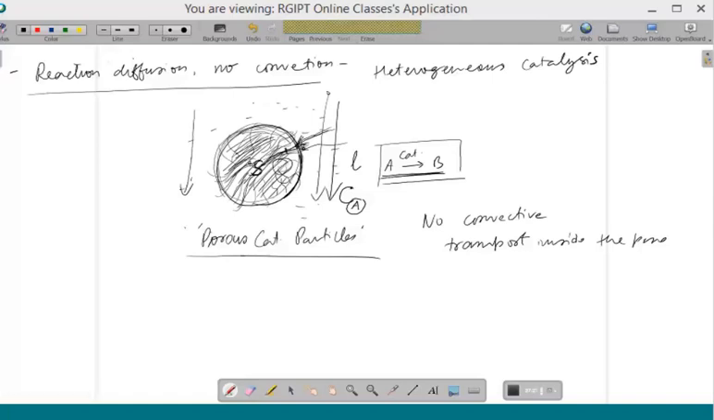So the relation now becomes del C by del t at any point inside the reactor, inside the catalyst particle. Okay, so inside the particle.